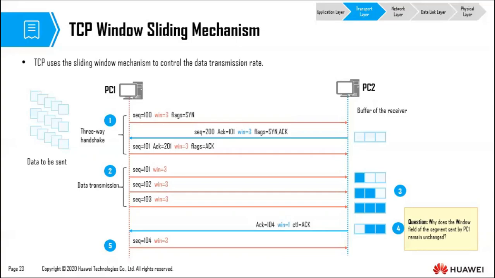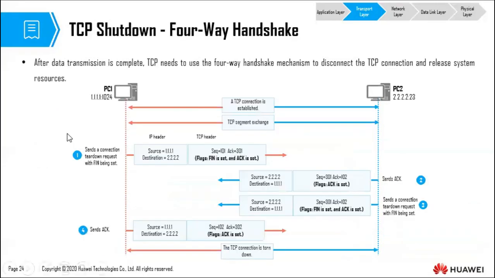It's remaining the same because it's telling PC2, if you want to send me data, you can send me 3 segments at a go. It's indicating its rate. That's my rate. So that's why it's not changing, unless it becomes busy, then it can change, okay? It depends on the buffer size and processing speed of the computer. So 3 is not the limit, okay?